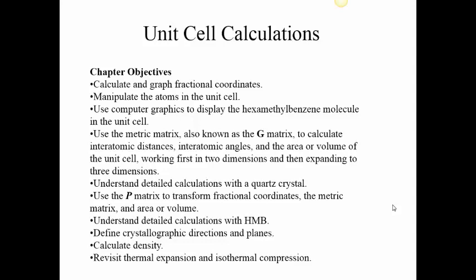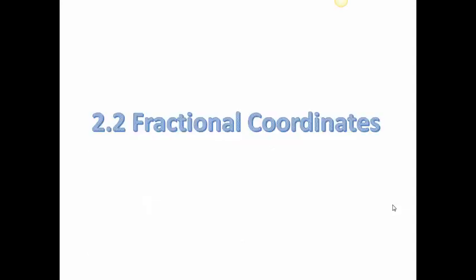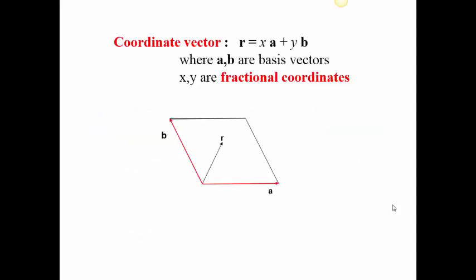And then also, almost forgot, we will revisit thermal expansion and isothermal compression, only instead of doing linear isothermal expansion like we did in the first chapter, we can now look at it in terms of a volumetric relationship. So let's start out with section 2.2 on fractional coordinates.